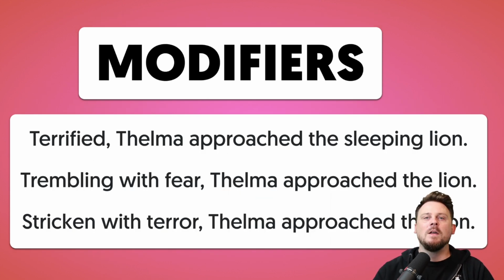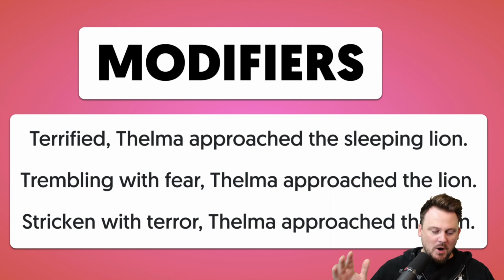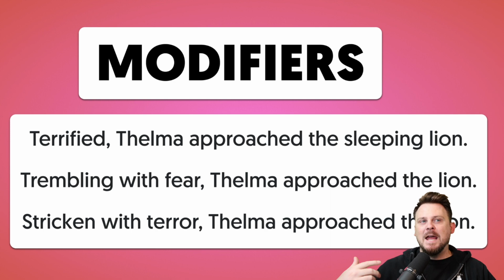Okay, now we have to understand modifiers. Okay, so we know that a participle is a word that is made of a verb and is often, for example, used as an adjective. What is a modifier? Very simply, this is a word or a phrase. A phrase just means more than one word. That's all it is. A word or a phrase that tells you something about another word or sometimes phrase. That's all it is, okay?